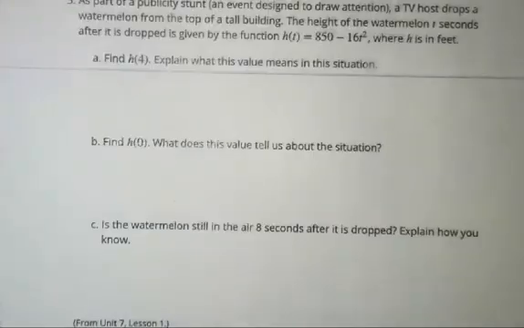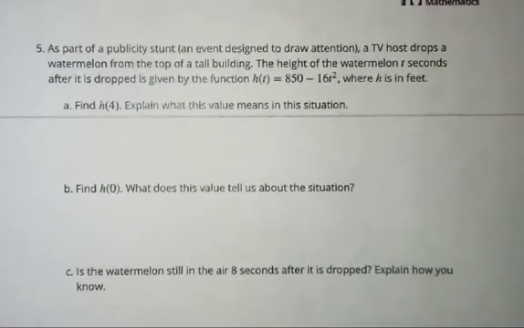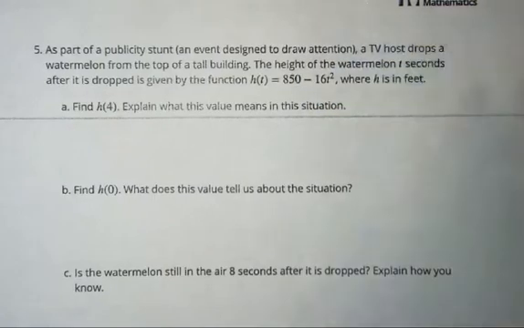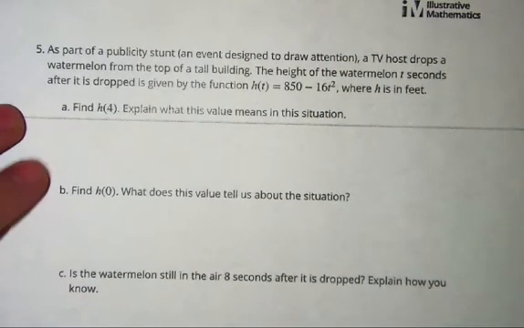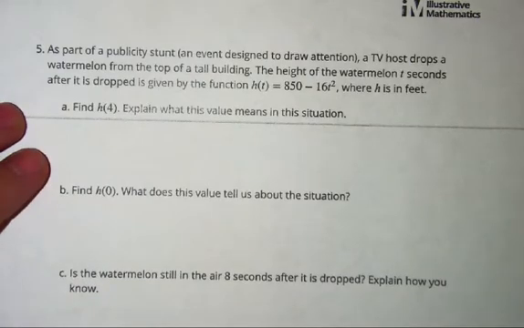The last one we're going to talk about in this video is number 5. It says, as part of a publicity stunt, an event designed to draw attention, a TV host drops a watermelon from the top of a tall building. The height of the watermelon t seconds after it is dropped is given by this equation right here, where h is in feet. Find h of 4 and explain what it means in this situation.